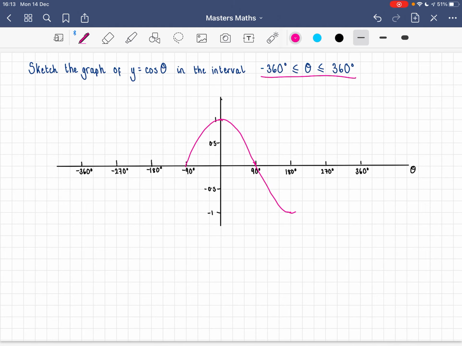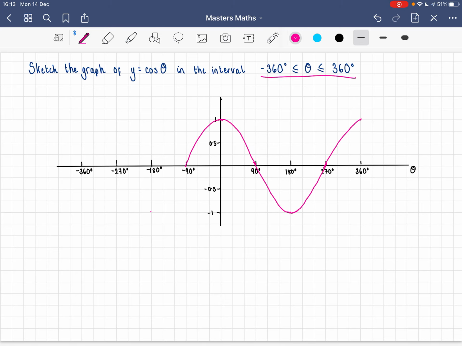Well, 180 -1, if we're doing the proper coordinate. Crosses back up, and then at 360 it reaches 1 again, so it's like that. Obviously that would carry on, but we are only interested in the graph between -360 and 360. And then same on the other side.